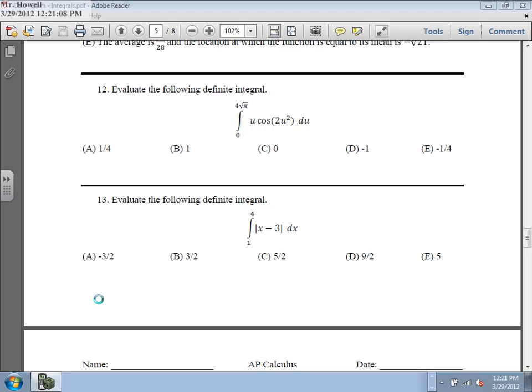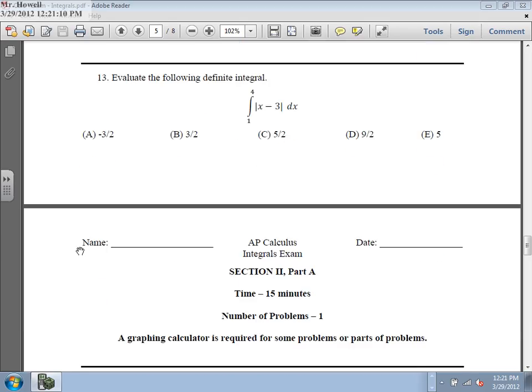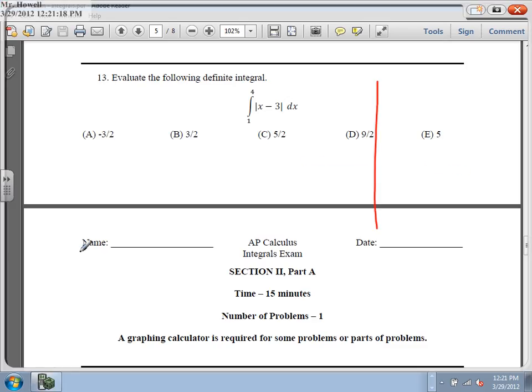Next one. Absolute value. Why is this one tough? Because it's a positive and negative portion first, good. So you're integrating what? X minus 3 is a graph that starts over at 3, and it looks like this. Remember, this is my h, and my k is out here. So h is negative 3, so I shift 3 units to the right. So that's the graph. And I'm going from 1 to 4.